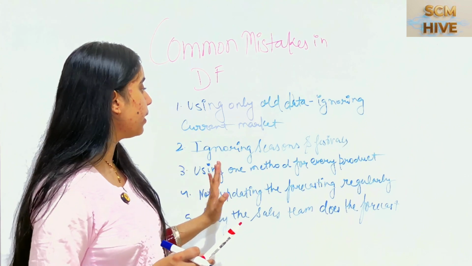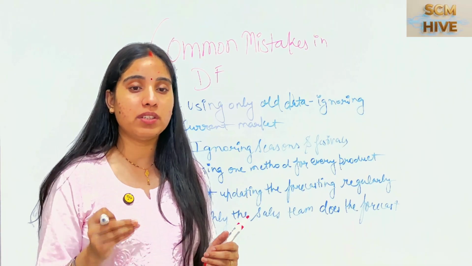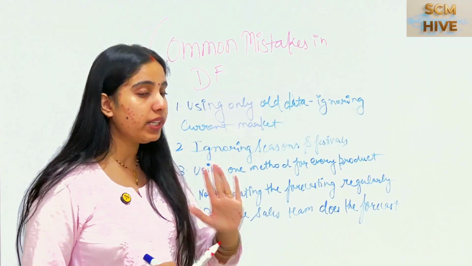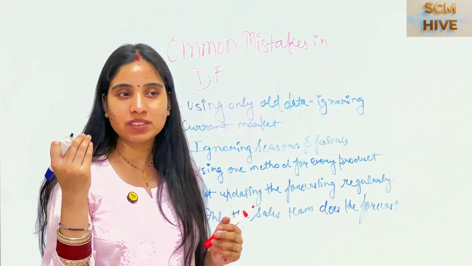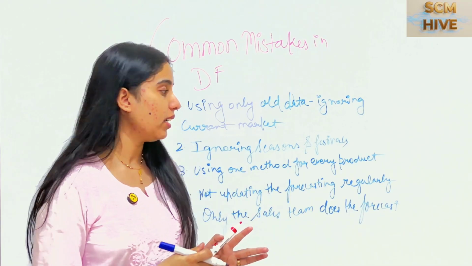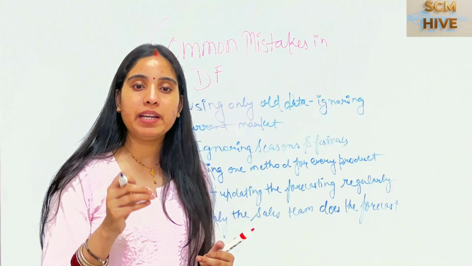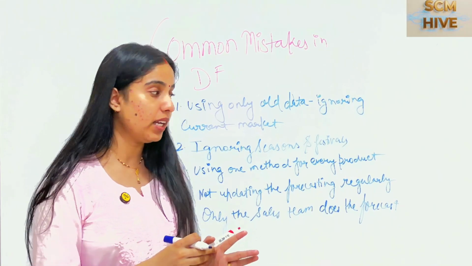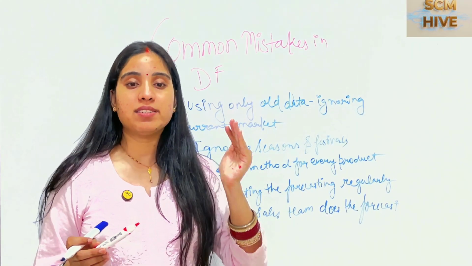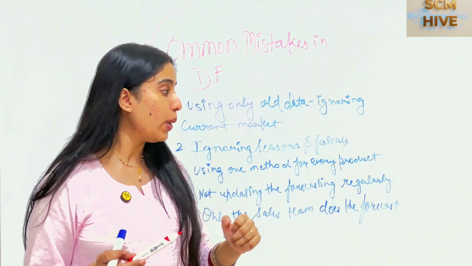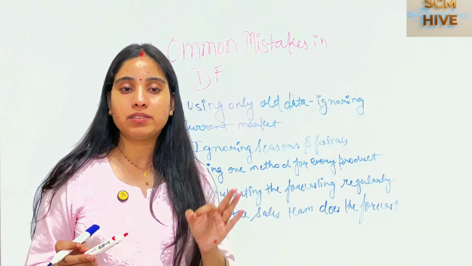The next is using one method for every product. Different products behave differently. Use the right tool. We can't use a single method to do every planning, for every product or every season. The next is not updating the forecast regularly. A forecast made 4 months ago is already outdated. We need to update regularly if there are any changes, additions or deductions. We need to review the forecast regularly to see what the number situation is.